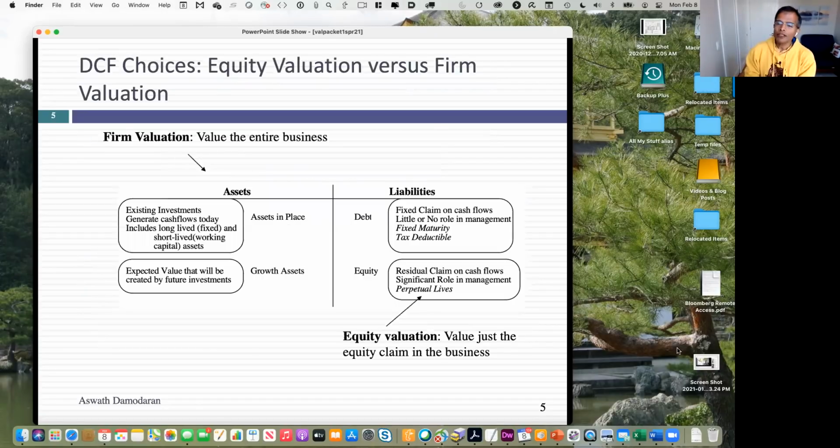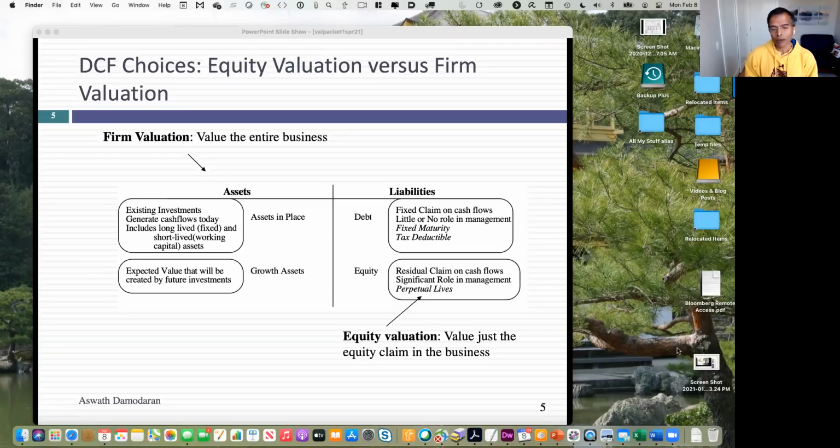So let's revisit that equity versus firm choice. As we started the class, we said you have to make a choice. You can either discount cash flows after debt payments at a cost of equity to value equity, or you can value the entire business. If you decide to value the entire business, but your interest is still in just the value of equity, which is what most of our interest is, right? Nobody wants to value Coca-Cola as the company. We want to value Coca-Cola shares, the equity. So let's say you value the entire company.